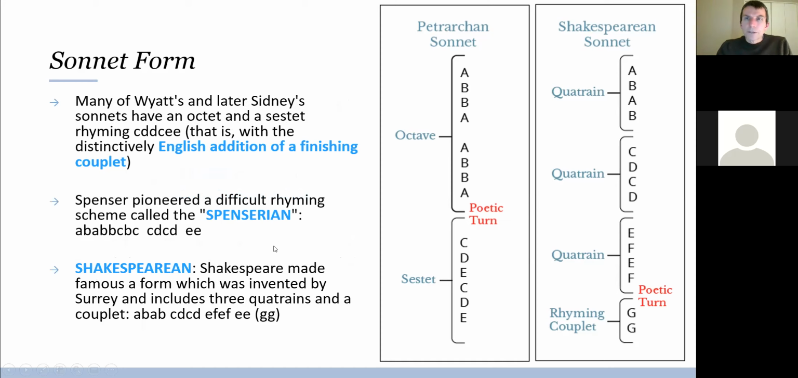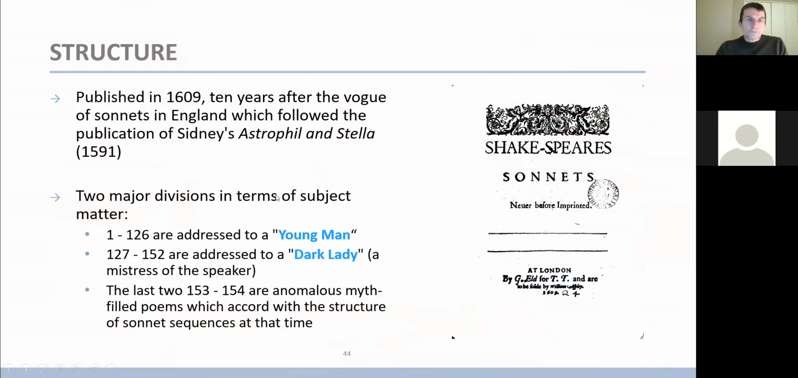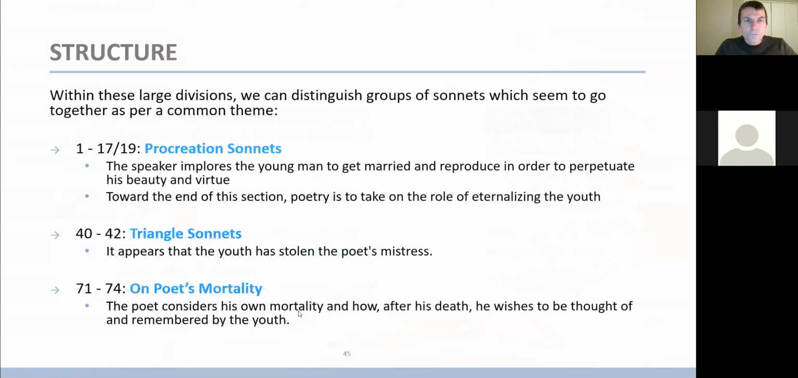This is a bit about the structure of Shakespeare's sonnets. We have 154 sonnets. The first 126 are addressed to a young man, 127 to 152 addressed to a dark lady. And then the last two are kind of anomalous, myth-filled sonnets. And within those broad sets, there are different subsets.